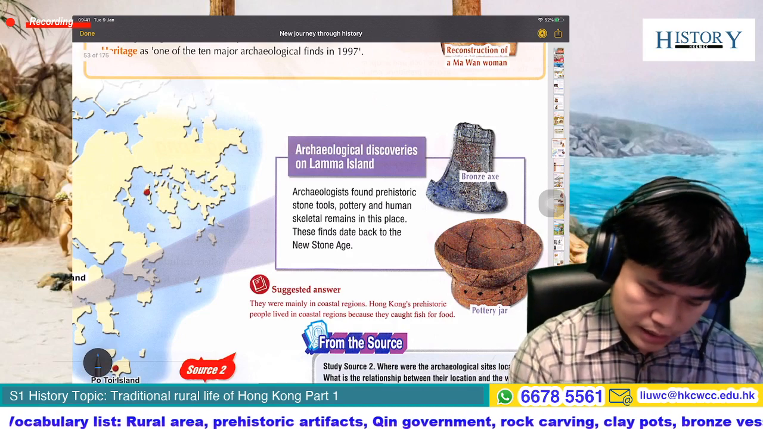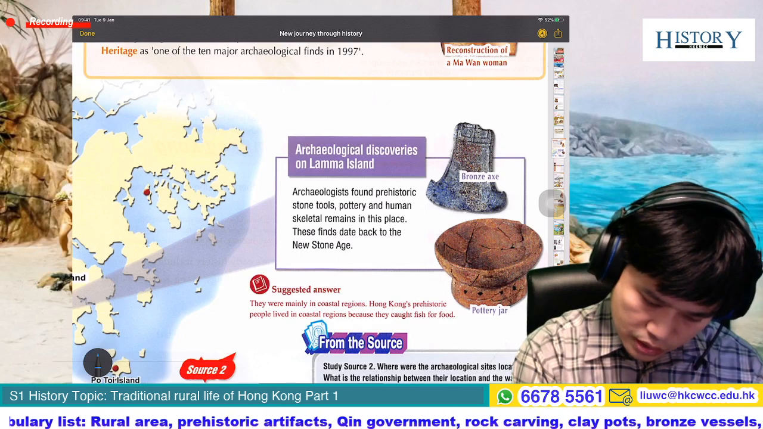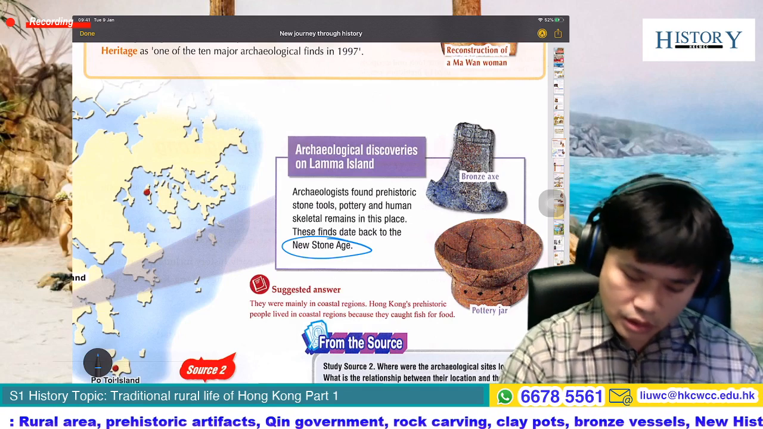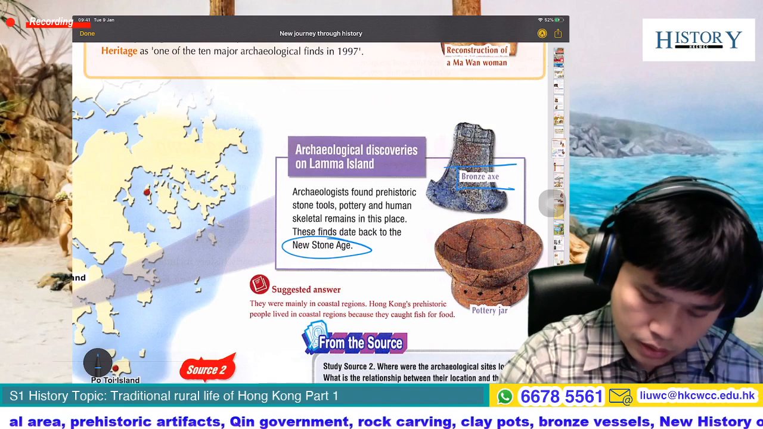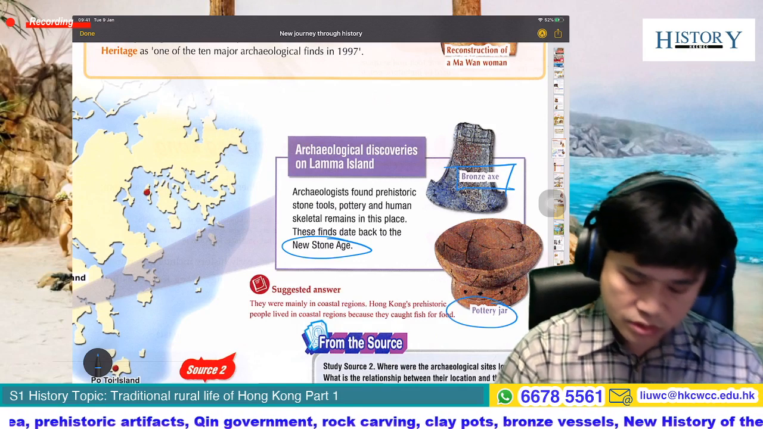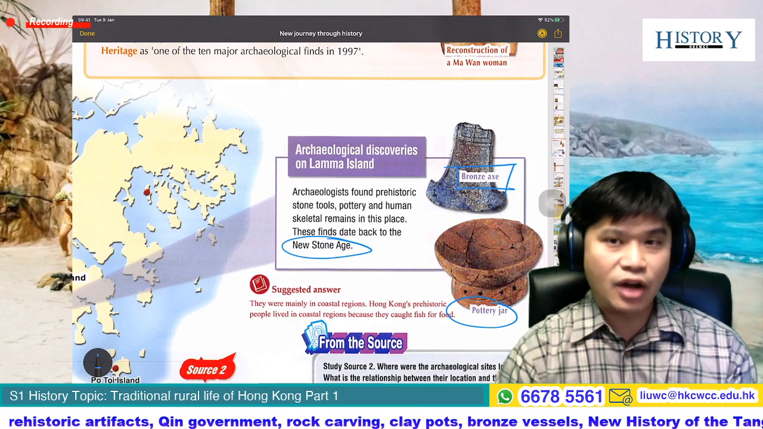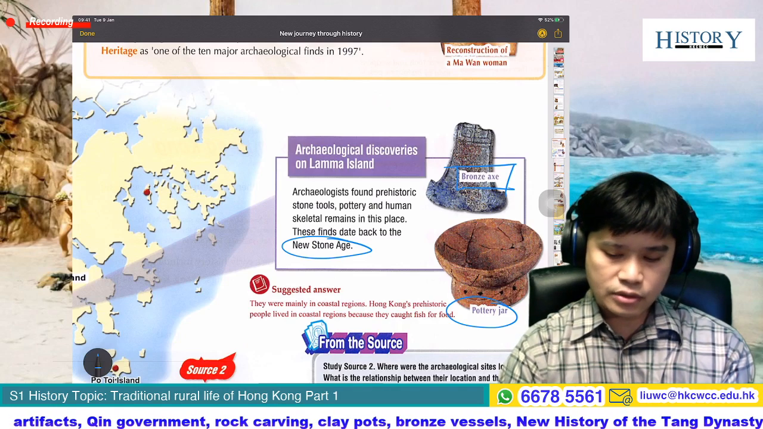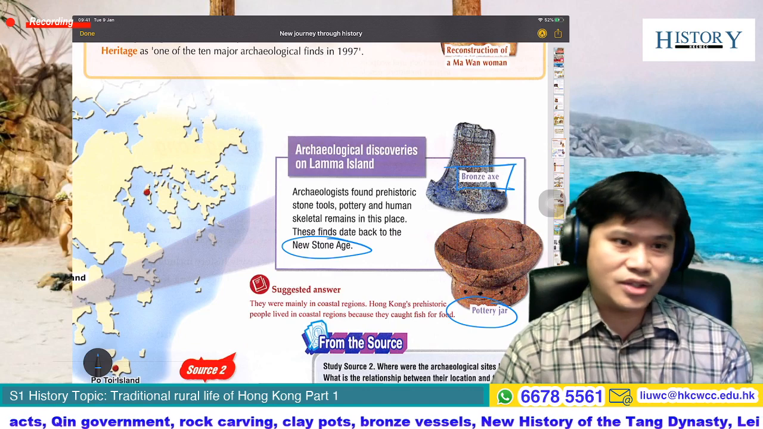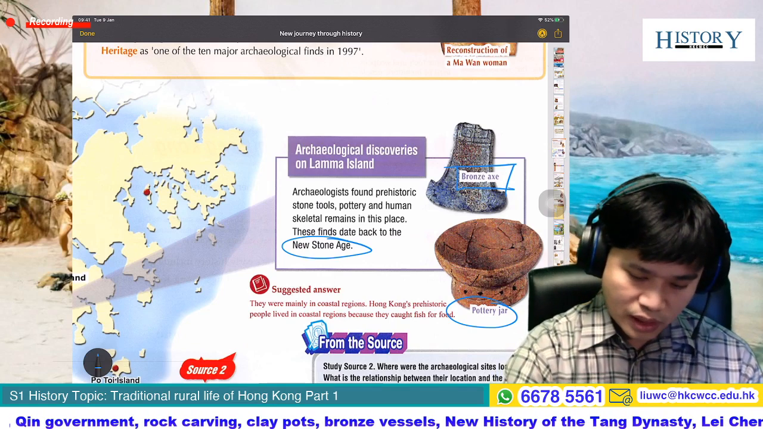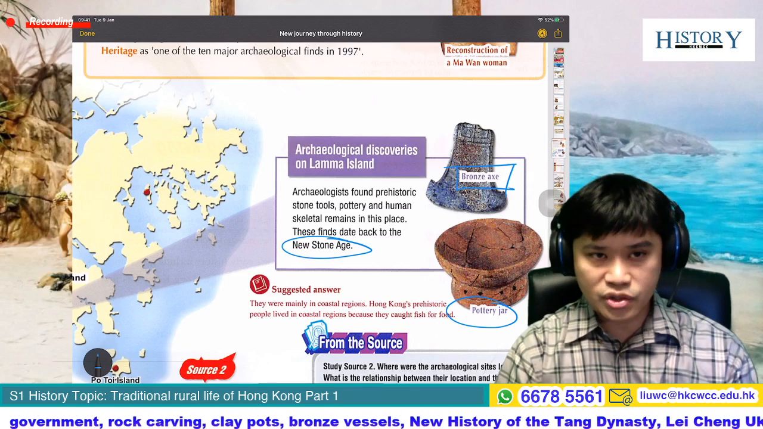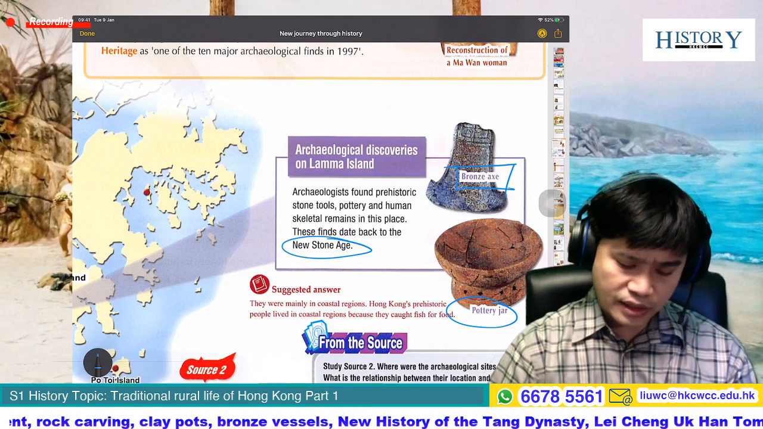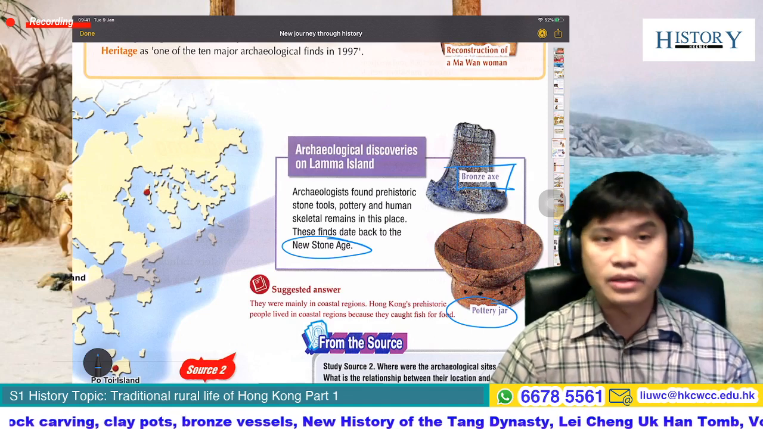This one, we may say could be in the New Stone Age. Why? It is because you can see the artifacts could be a pottery jar or a bone axe. I hope you still remember you have learned in your first topic, the topic on the Stone Age. In the late Stone Age, people discovered metal, and in the New Stone Age, people started to make pottery. So therefore, this finding can date back to the New Stone Age as well.